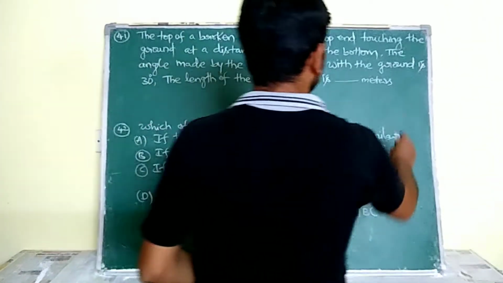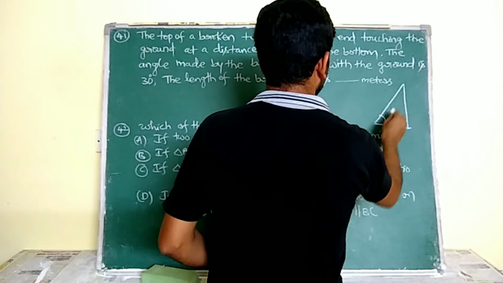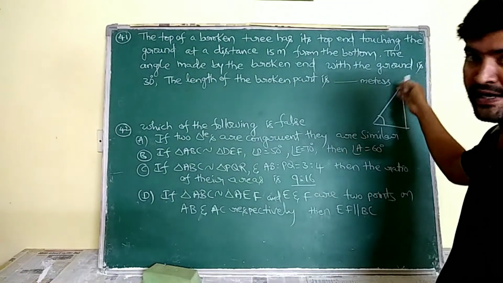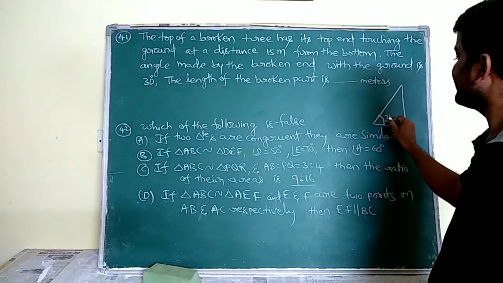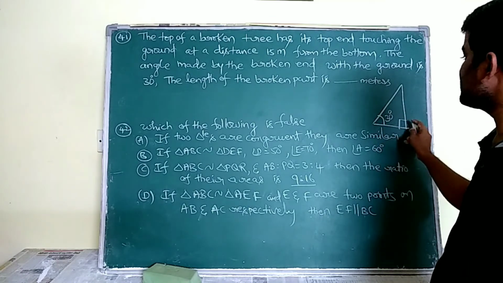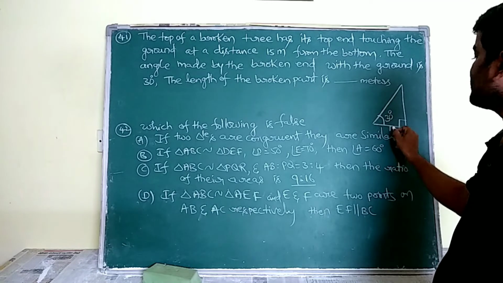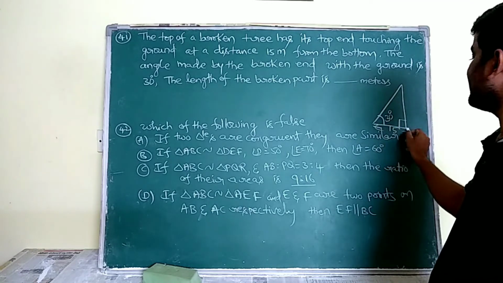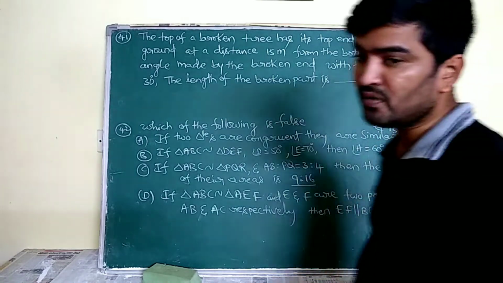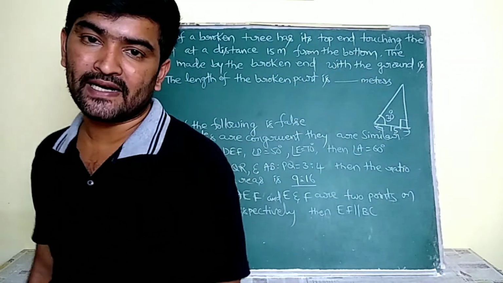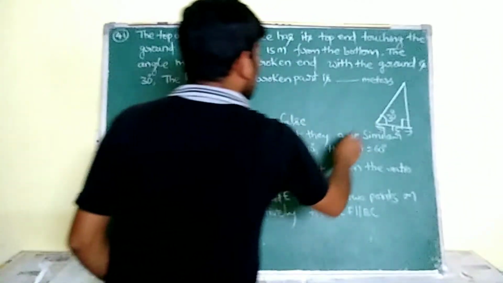See, here let us take the tree. Listen, this tree breaks and touches the ground like this with an angle of 30 degrees. Okay, now see, the distance between the foot of the tree and the top end is equal to 15, he gave. Now he is asking us to calculate the length of the broken part. That means this part's length is asked.